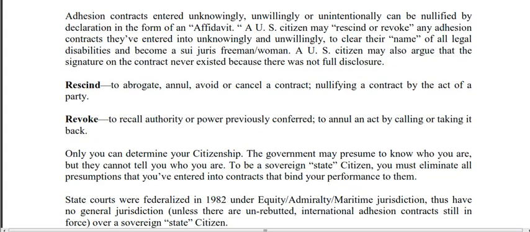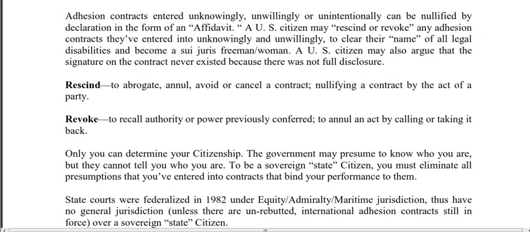Adhesion contracts entered unknowingly, unwillingly, or unintentionally can be nullified by declaration in the form of an affidavit, which is part of our SPC or redemption process. A U.S. citizen may rescind or revoke any adhesion contract they've entered into unknowingly and unwillingly to clear their name of all legal disabilities and become sui juris, free man or woman.